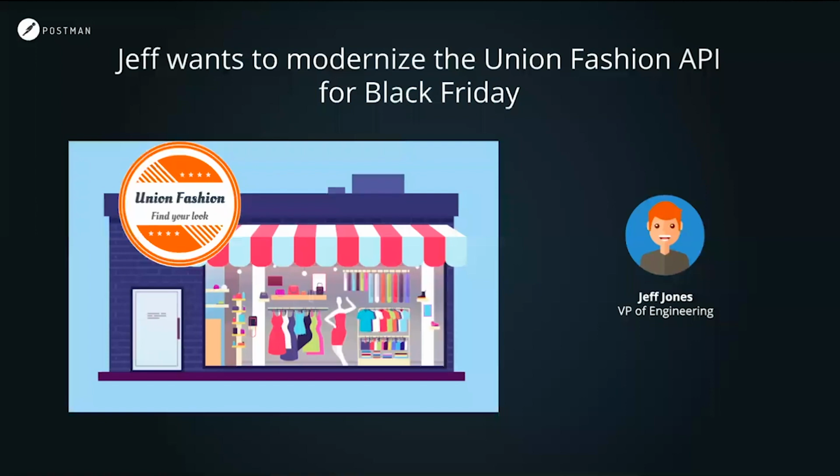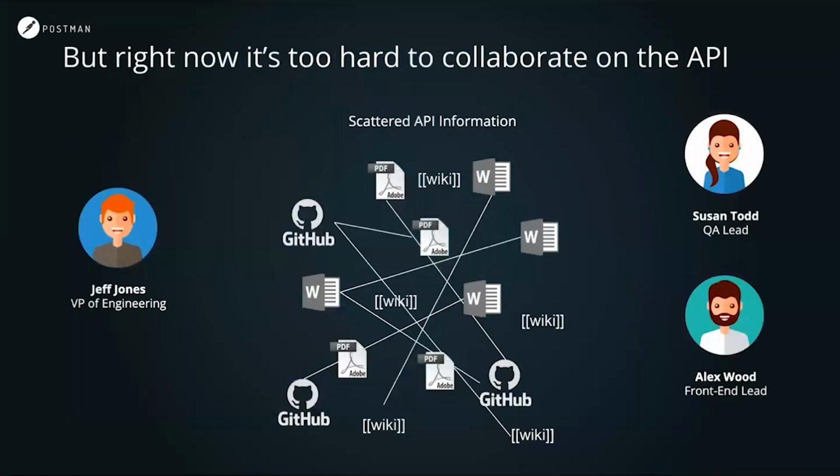So Jeff, our fictitious VP of engineering for Union Fashion, is really eager to have everything together this year when it comes to Black Friday. So he wants to revamp how they're doing APIs at Union Fashion. Historically, it's really, really difficult for Jeff's team of QA developers, front-end developers, and back-end developers to actually coordinate and collaborate on what's going on.